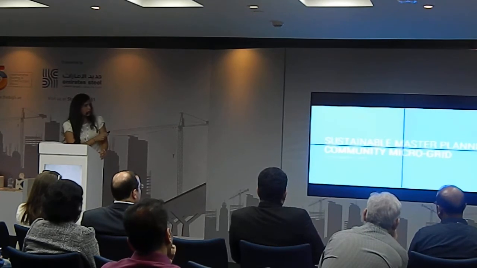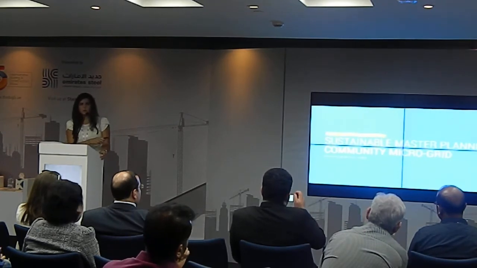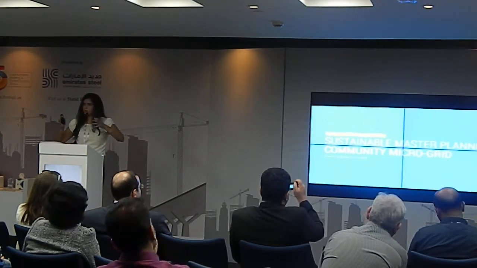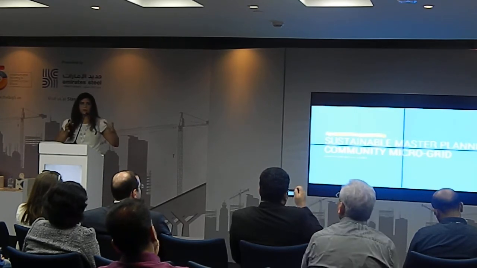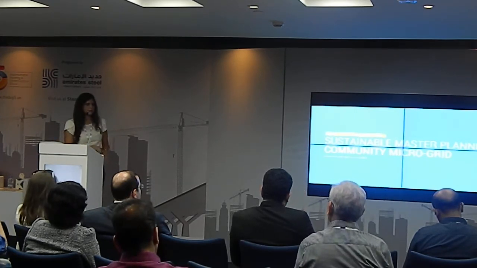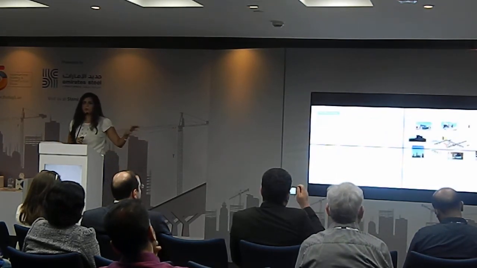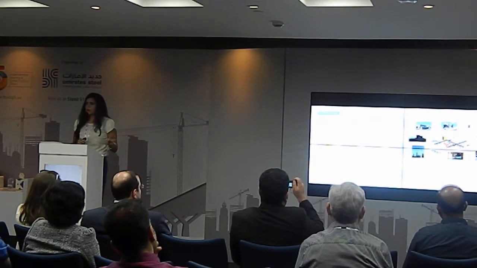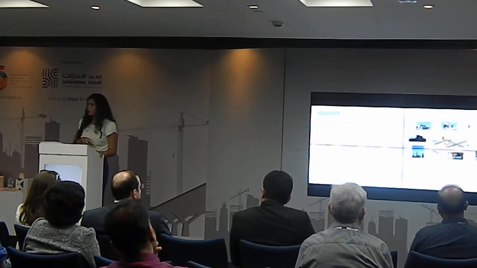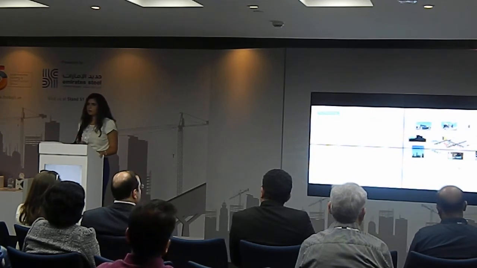Next, we're going to look at the community microgrid. So I'm zooming out from the large scale, and I'm going to focus a little bit deeper, dividing the master plan into different communities. The community microgrid is an initiative that relies on renewable energy in such a way that it could offset the need for electrical power from fossil fuels by 25%.